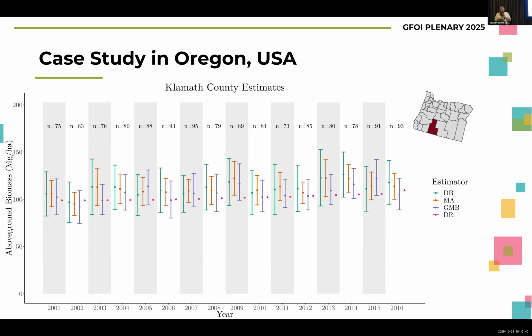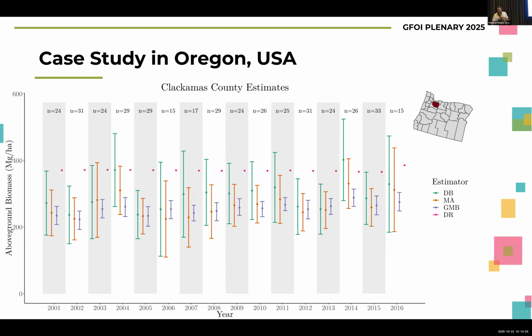But if we go down to try to estimate for subregions, so this is Klamath County, highlighted in red. This is the particular county we're trying to get estimates for now. So we can start to see that we do get some more improvement, especially in the model-assisted estimator, when we start dropping our field plot sample sizes down a little bit.